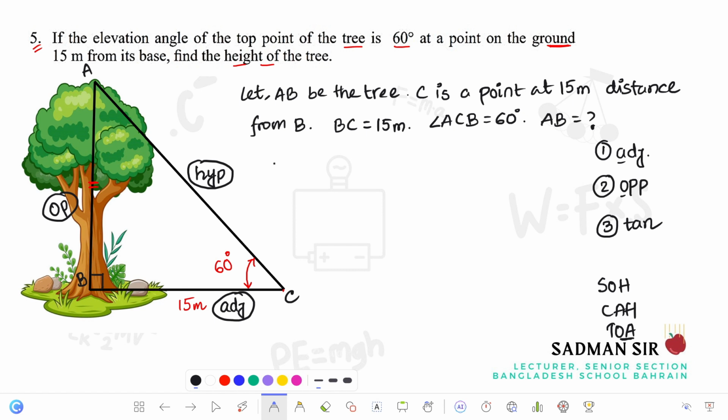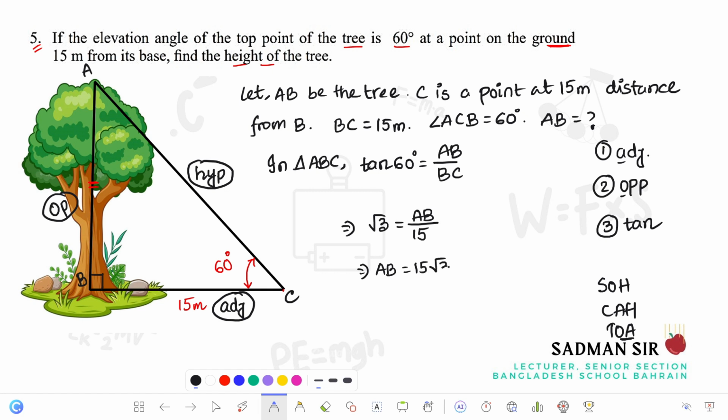Let us continue our calculation in triangle ABC. The angle is 60 degrees, so tan 60 degrees is equal to opposite by adjacent. Opposite is AB, and adjacent is BC. The value of tan 60 degrees is √3, AB we have to find out, and BC is 15. If I cross multiply, AB will be equal to 15√3. If you want, you can keep the answer in this format also, no problem.